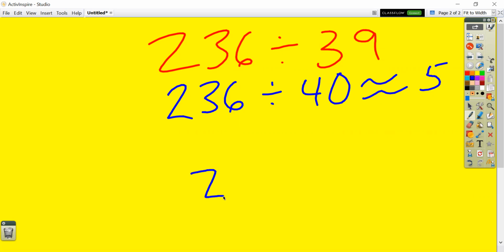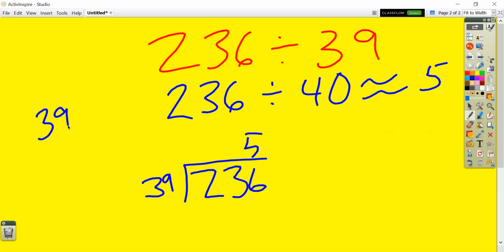Let's go ahead and do 236 divided by 39. Well, let's try with 5. Let's start with 5. So 39 times 5. See if I can actually do the mathematics. This one, 3 times 5 is 15. Plus 4 is 19. So let's subtract that. See what we get.